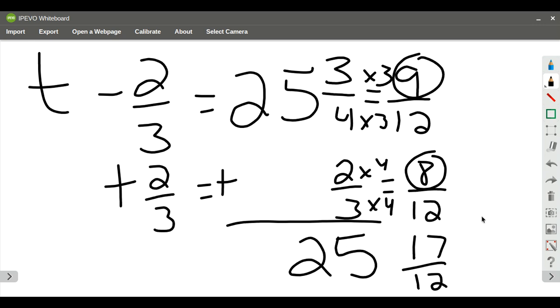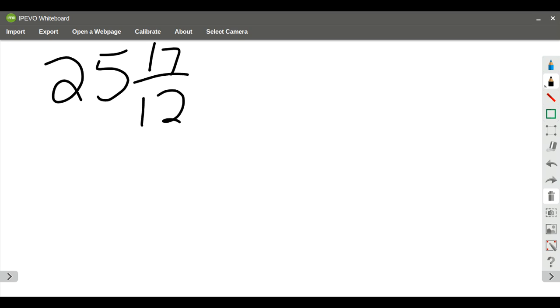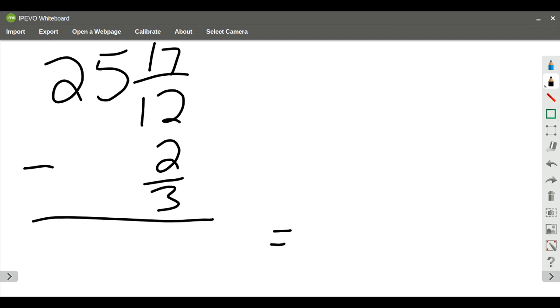Well, I'm actually going to leave this right now for an answer, and I'm going to come back to it in a minute. I'm going to simplify at the end. So right now I have t is equal to 25 and 17/12. And I'll explain why I'm going to do the simplifying at the end instead of in the middle. It has everything to do with that check. So if I take 25 and 17/12 and I subtract 2/3, I need that to equal 25 and 3/4.